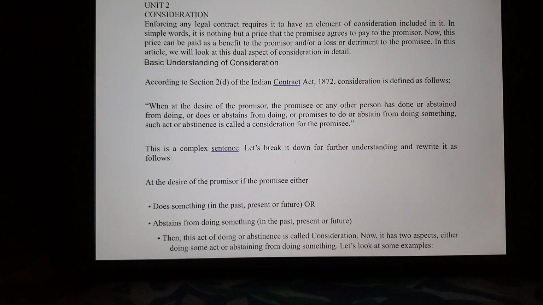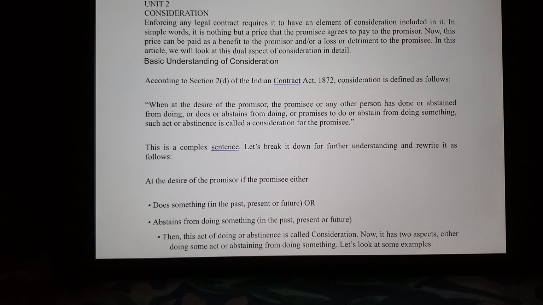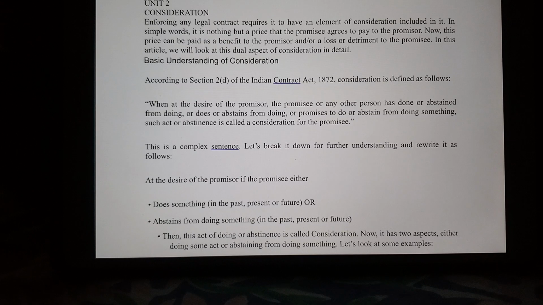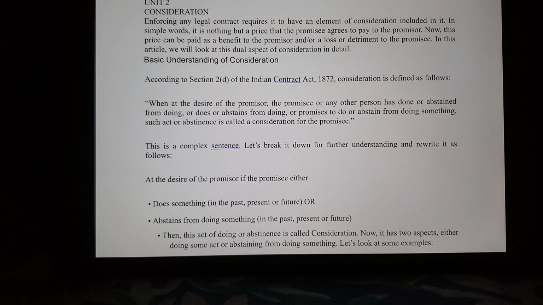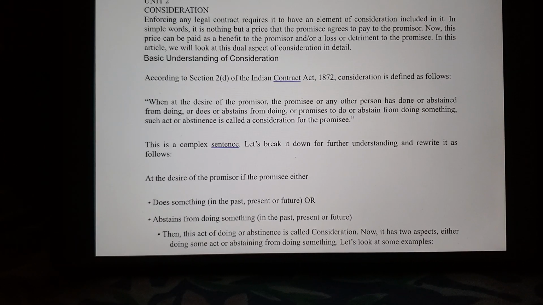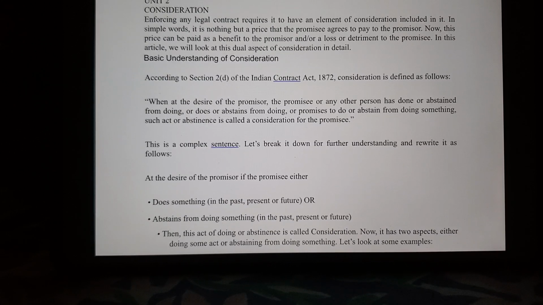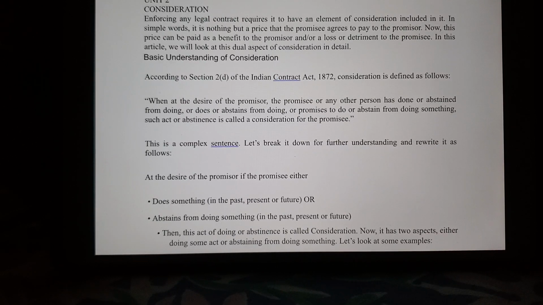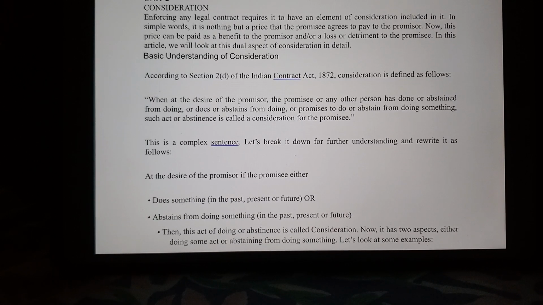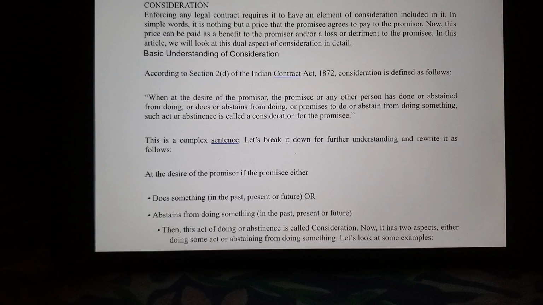Basic understanding of consideration. According to Section 2(d) of the Indian Contract Act 1872, consideration is defined as follows. When, at the desire of the promisor, the promisee or any other person has done or abstained from doing, or does or abstains from doing, or promises to do or abstain from doing something, such act or abstinence is called a consideration for the promisee. This is a complex sentence. Let us break it down for further understanding and rewrite it as follows.